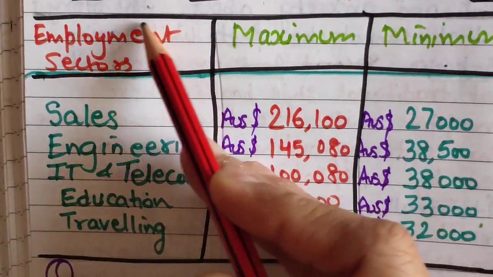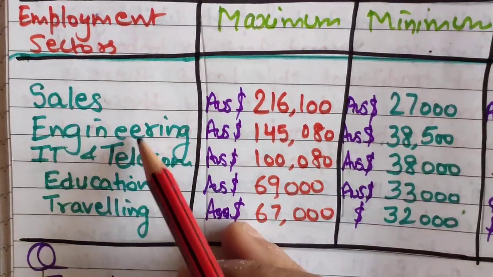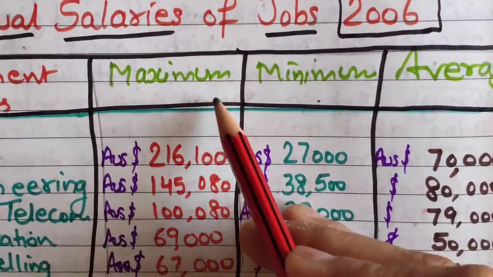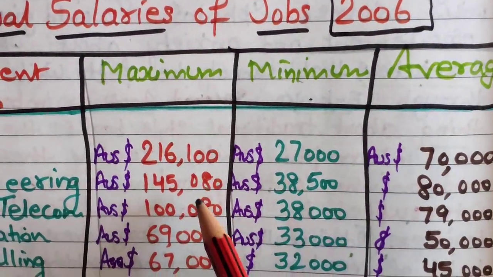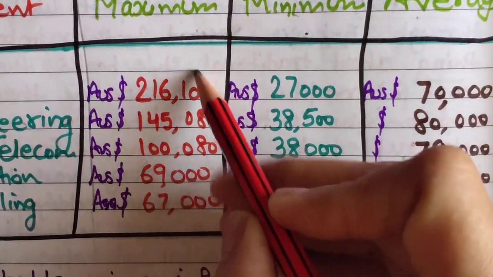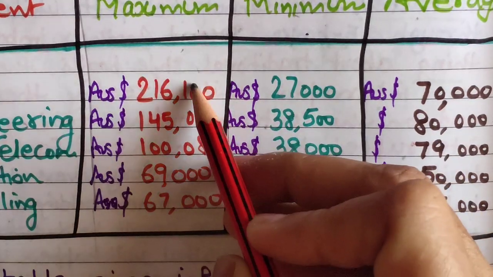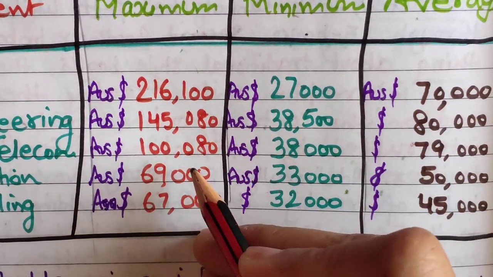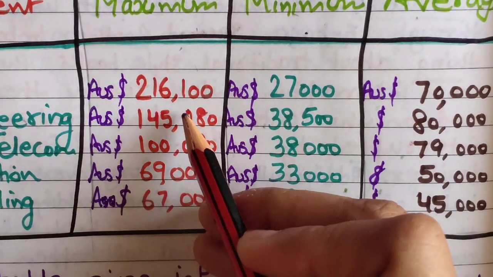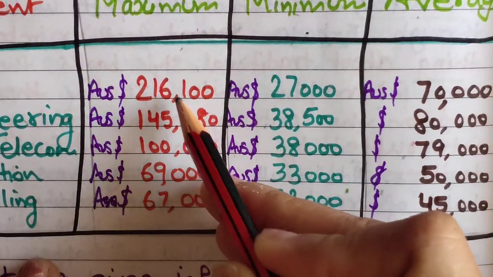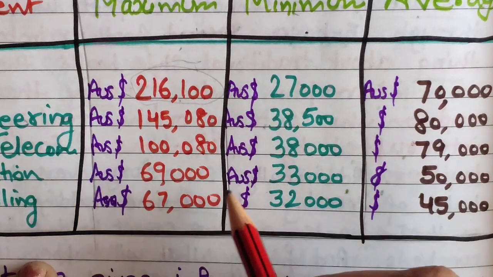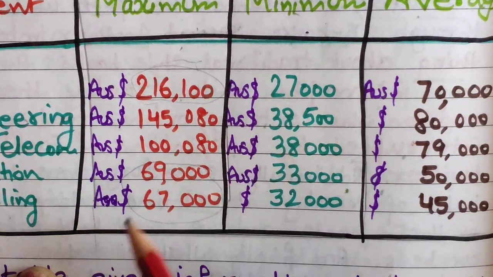They have given 5 employment sectors: sales, engineering, IT and telecom, education, traveling, and then there are 3 groups: maximum, minimum and average. Now first you have to notice the highest and the minimum, and the upward or downward trend and the stable kind of trend. So here you just read maximum first. I can see this is the highest in this maximum group, and the lowest they are almost nearby.